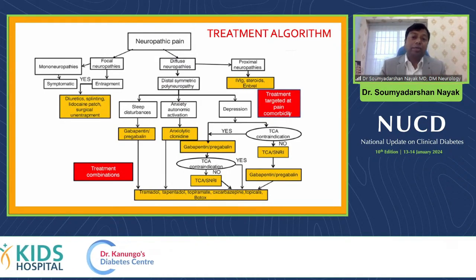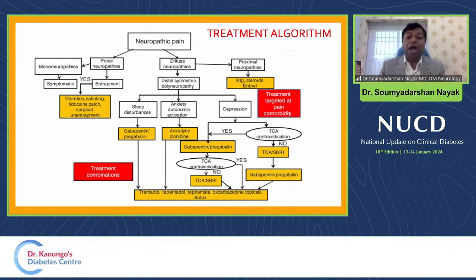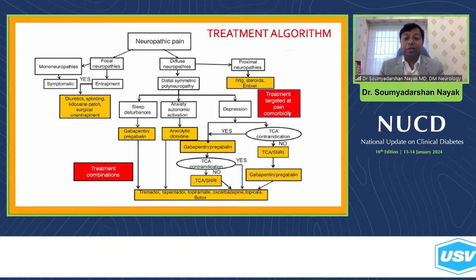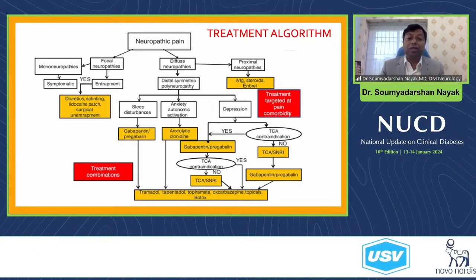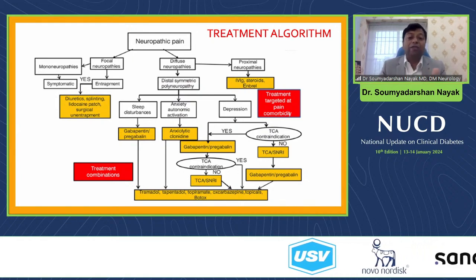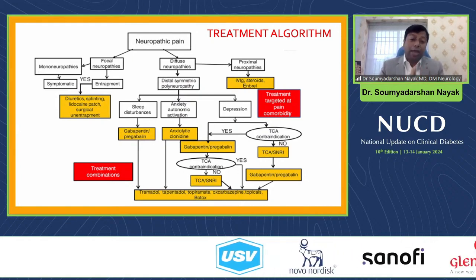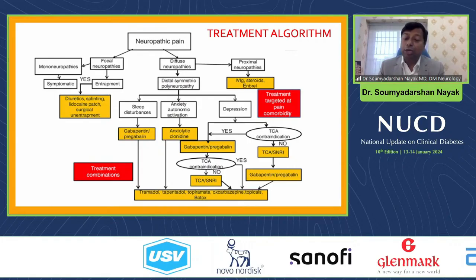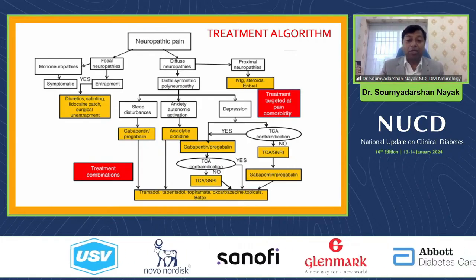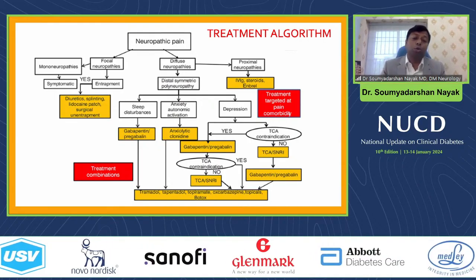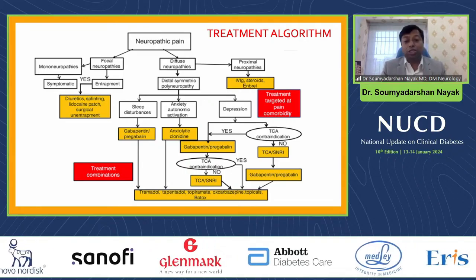So this is a simple algorithm where you have all the neuropathies, but if you see that it is a painful neuropathy, you have to have gabapentinoids, anxiolytics, including tricyclics, SNRIs, and if they don't respond, go to the third line or second line treatment.